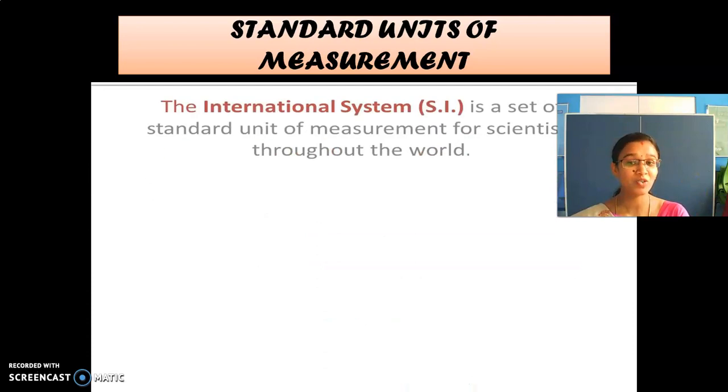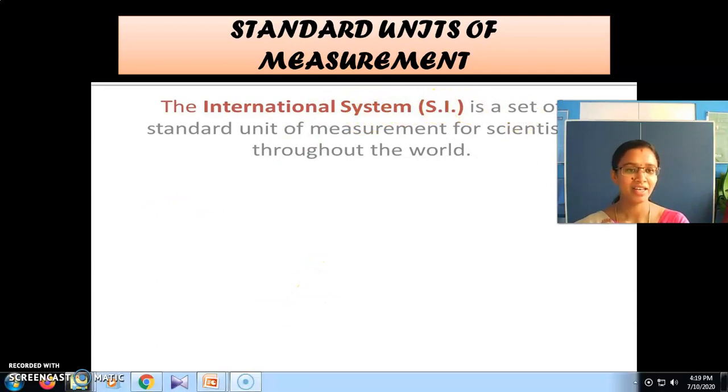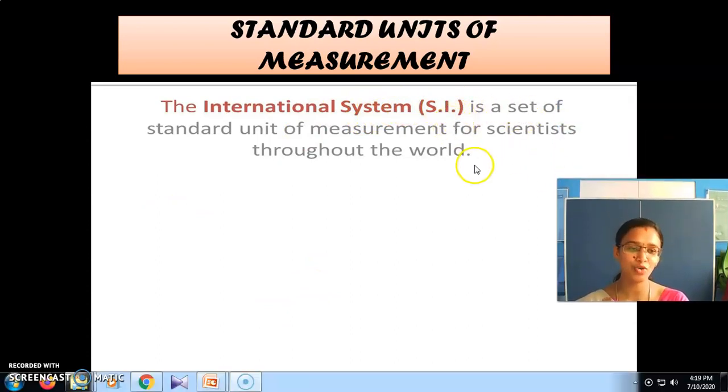Okay, so it is called the International System. What is that? The International System, SI, is a system of standard units of measurement for scientists throughout the world. So this has been used by scientists throughout the world. It is called the SI unit. What is the definition of SI? Abbreviation of SI? Standard International. That is, the International System is called Standard International.